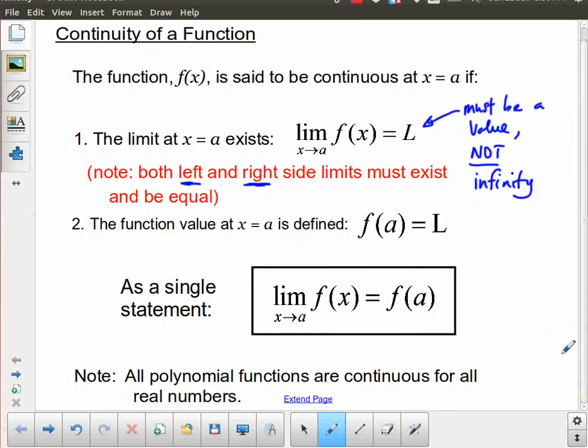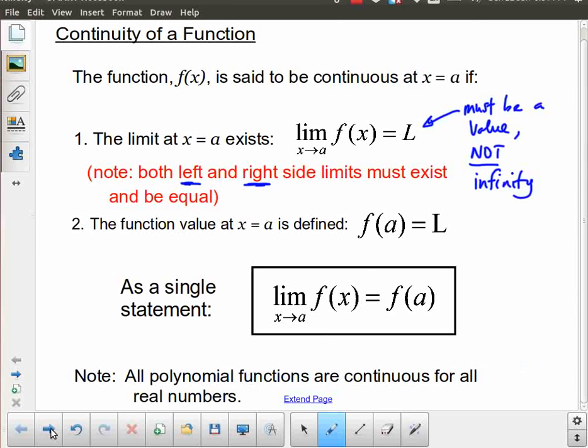A little side note, all polynomials are continuous for all real numbers. In other words, they're continuous on their entire domains. And that's just a property of polynomials. Polynomials never have asymptotes. Polynomials never have holes. They have domains that go from negative infinity to positive infinity. So all polynomials are continuous for all values.